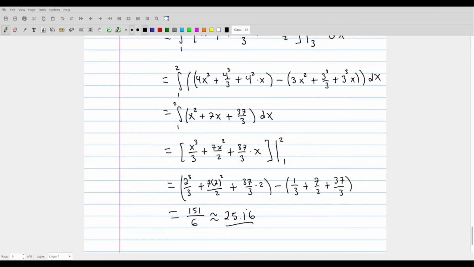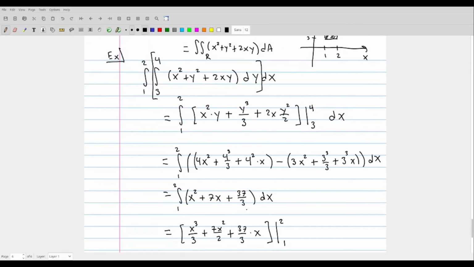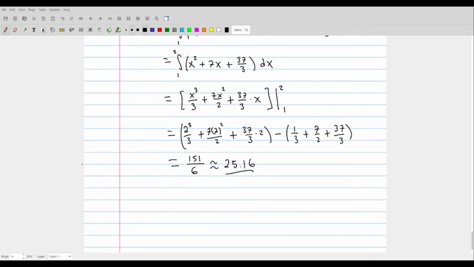So there you have it. This is the exact value of this double integral. So it's the accumulation over this rectangular region R of this function. And because the function is positive, this is actually equivalent to the volume under this function, over this rectangular region. So this is a very, very powerful idea.